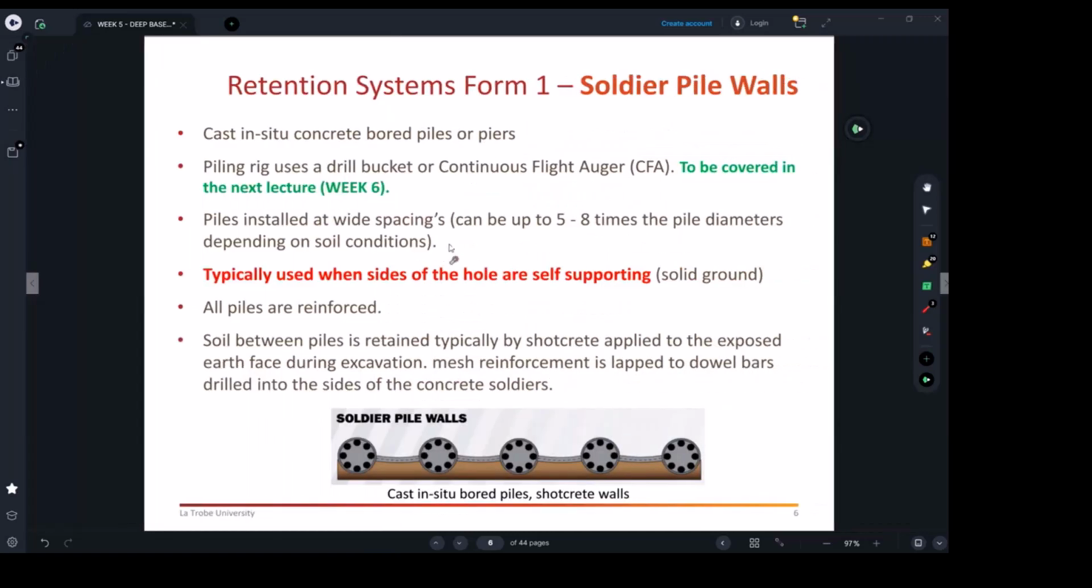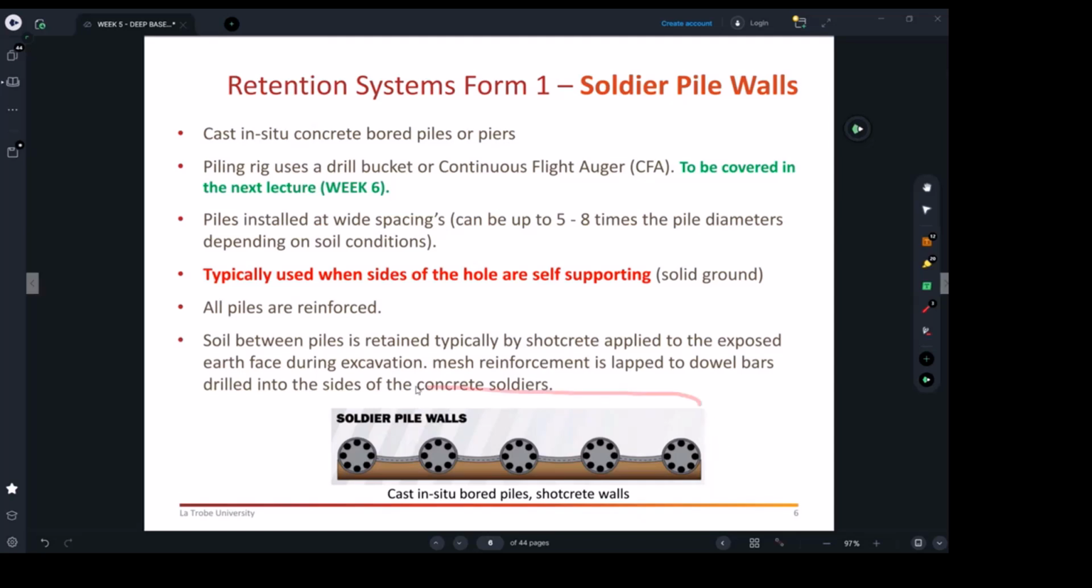Right. Now, as I said, for retention systems, the first form we're talking about is the soldier pile walls. As I said to you, that is the plan view. That's looking from the sky. During the workshop, I will start sharing with you a project which shows you how such things are documented in a real environment, the sort of details you need to know about, and again, what we're going to be asking you to answer.